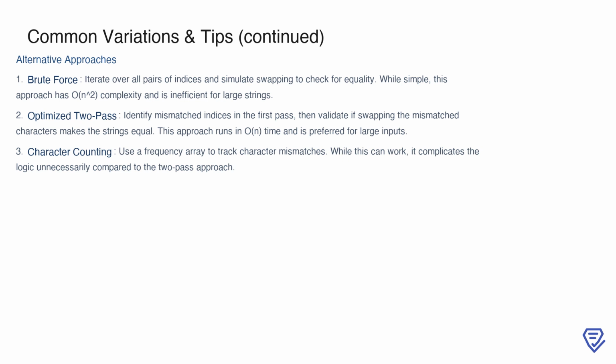Another method involves character counting, where you use a frequency array to track mismatches. While this approach can work, it often introduces unnecessary complexity compared to the two-pass solution. For most cases, sticking to the optimized two-pass approach offers the best balance of simplicity and efficiency, ensuring your solution remains clear and performant.